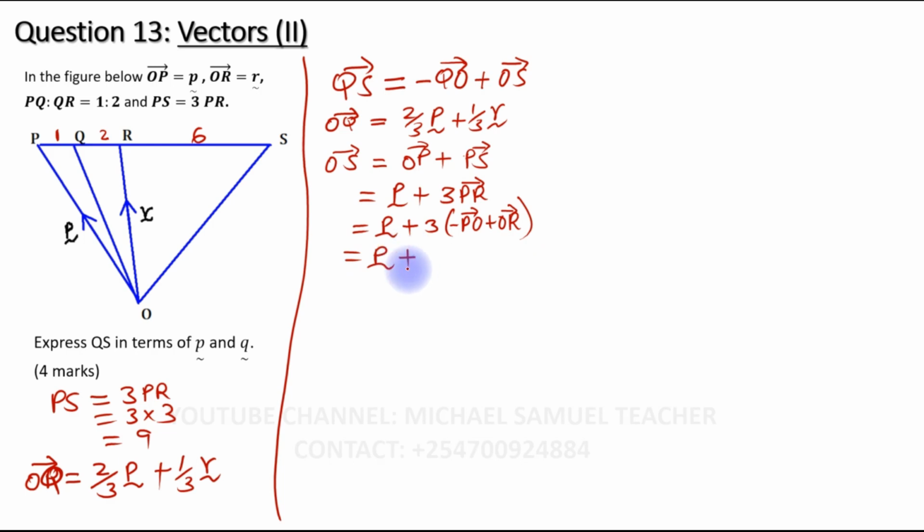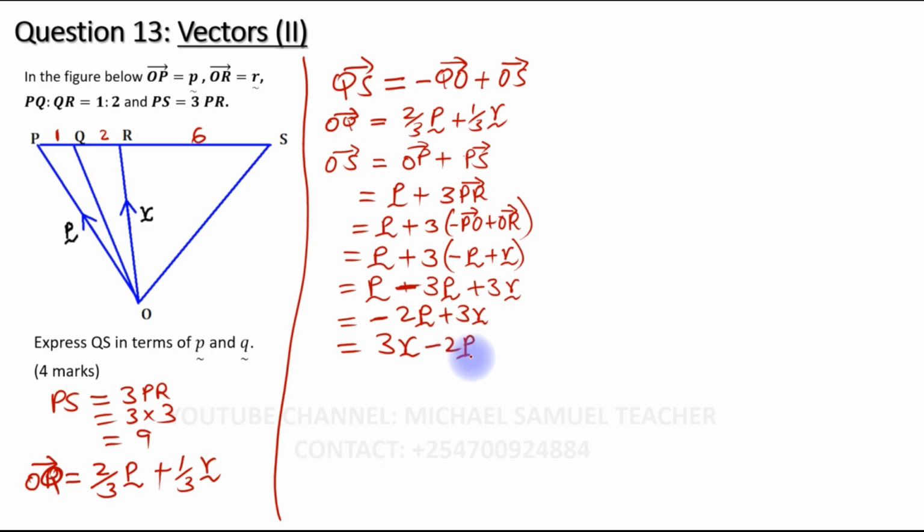This will be P vector plus 3 PO, that will be minus P vector plus R vector. So we open the bracket, we are going to have minus 3P vector, then plus 3R vector. We just add the like vectors, P minus 3P vector, that will be minus 2P vector plus 3R vector. In other words, the same as 3R vector minus 2P vector.